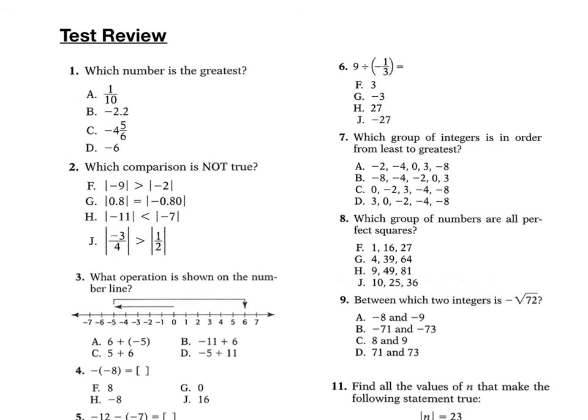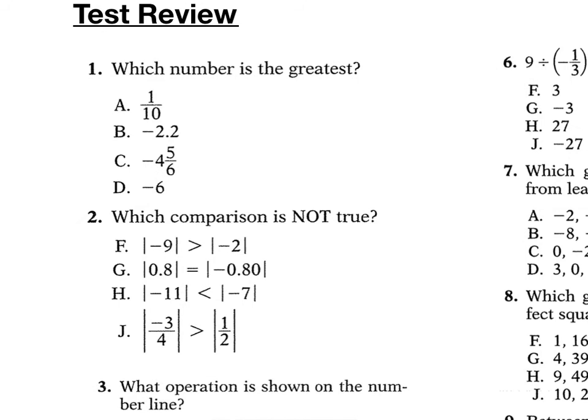For your test review, for number 1, we have which number is the greatest. So we first have 1 over 10, which is 0.1. Negative 2.2, well, with all of the rest of these numbers, they're all negatives. So the first one there would have to be your greatest.